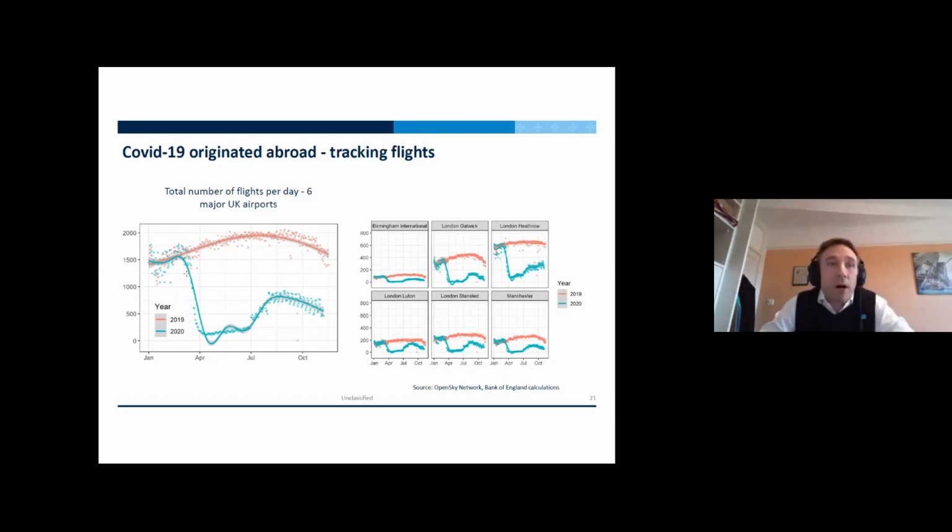You can also look at cargo flights if you want to, although there aren't actually that many of them. A lot of cargo is actually flown in the bellies of passenger flights. So you can get very detailed flight data.